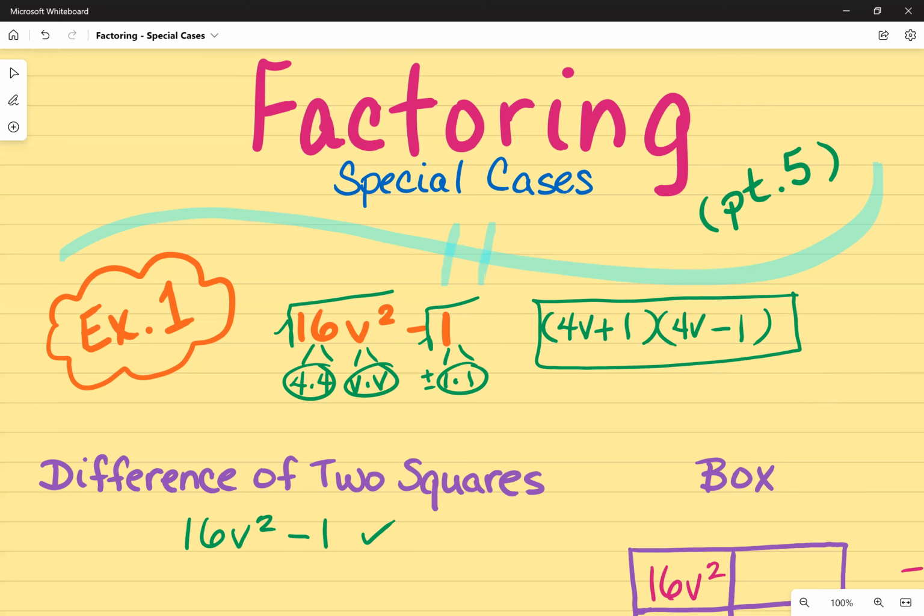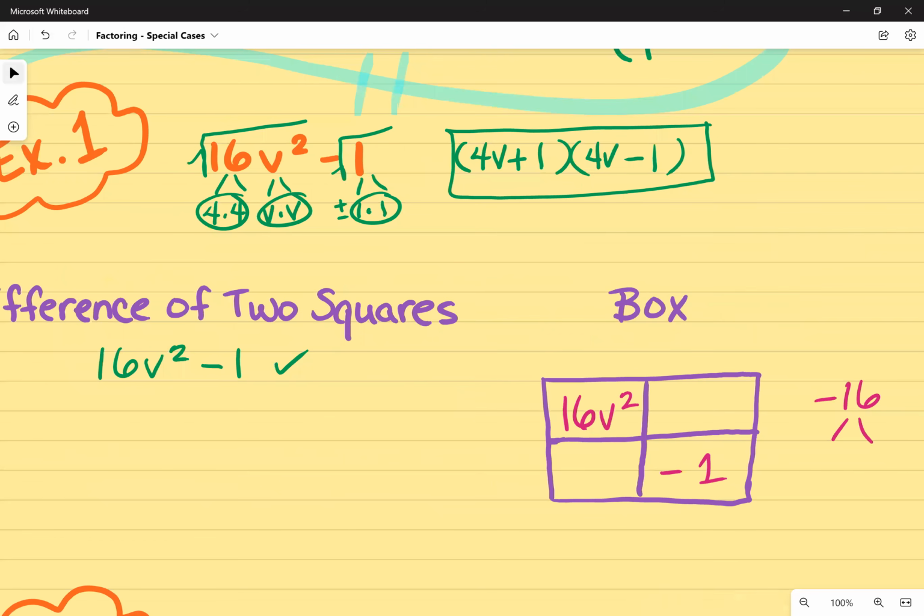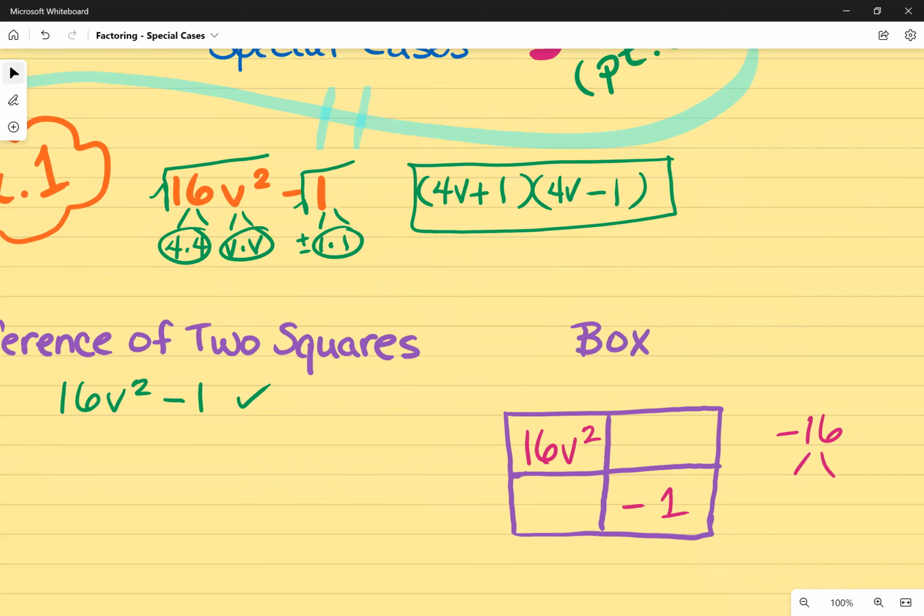If we chose to use another method, which I would not recommend, but I know some people don't like to use different methods. They just want to stick with what they know. We're going to go to the box method, which is also known as the area model. What you would do is set up your first term in the first box and the last term in the last box. And since we don't have a middle term, we're going to try to find two factors that when I multiply the a and the c, which is 16 times negative 1, will actually zero out that middle term.